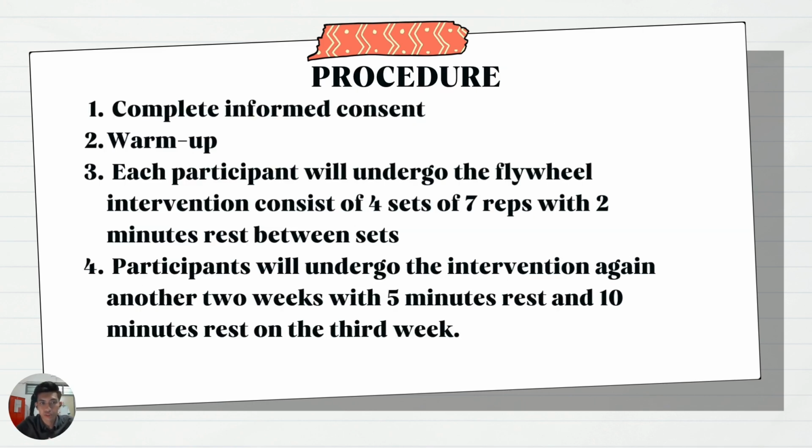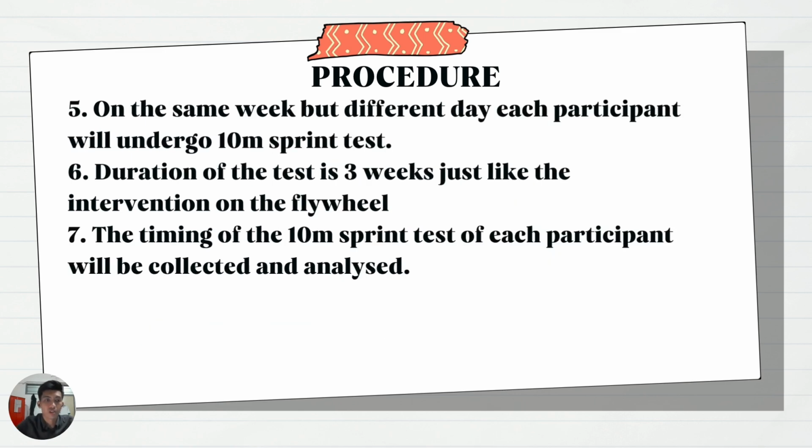So these are the procedures. Each participant will undergo the flywheel intervention consisting of 4 sets of 7 reps with 2-minute rest between sets. The participant will undergo the activation again over 3 weeks, with 5-minute rest in the first week and 10-minute rest in the second and third weeks. In the same week but on a different day, each participant will undergo a 10 meter sprint. The duration of the sprint test is 3 weeks, just like the intervention on the flywheel.